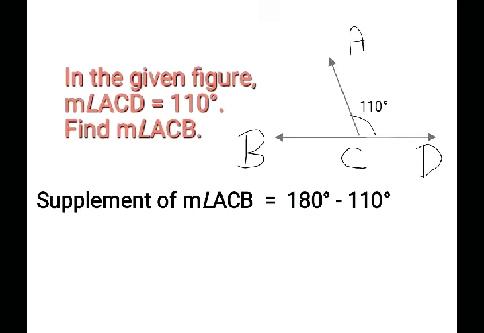Supplementary angle always measures 180 degree. If two combined angles are given, that is one acute angle and one obtuse angle, if any one of the angle is given measure, you have to subtract it from 180 degree in supplementary angle. After subtracting 180 degree minus 110 degree, I am getting answer 70 degree. Therefore, measure angle ACB is equal to 70 degree.